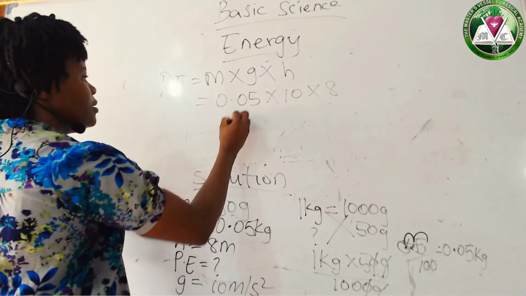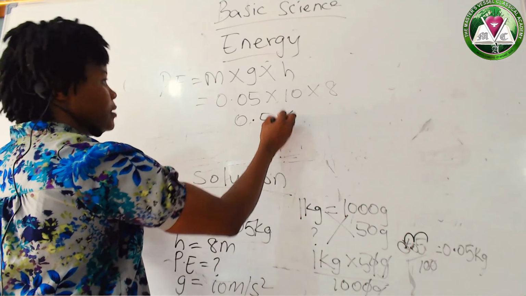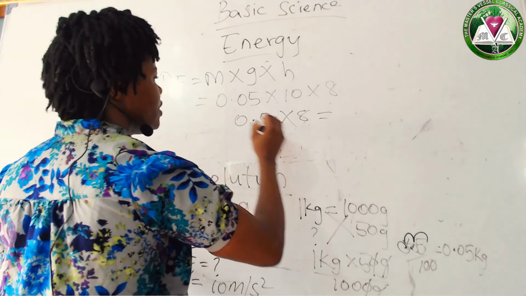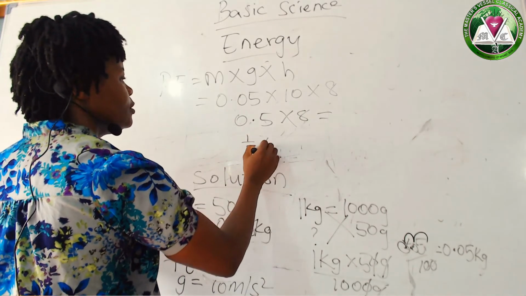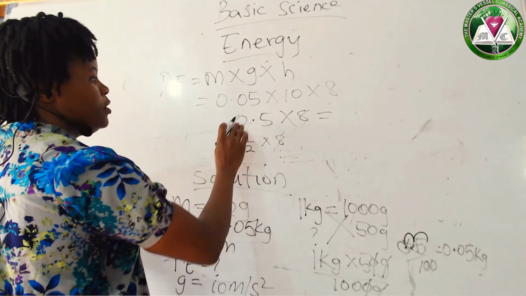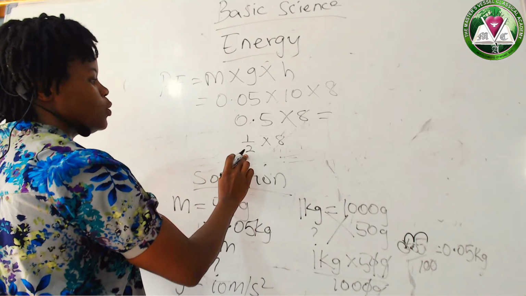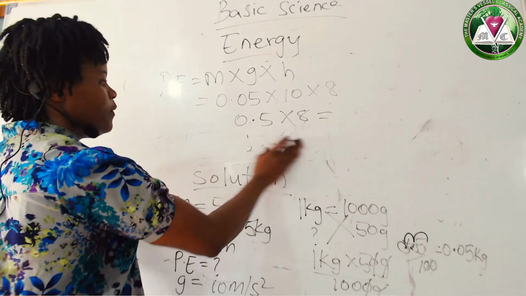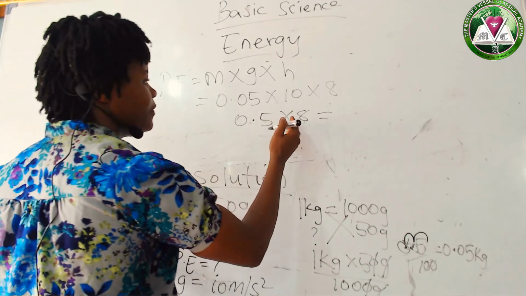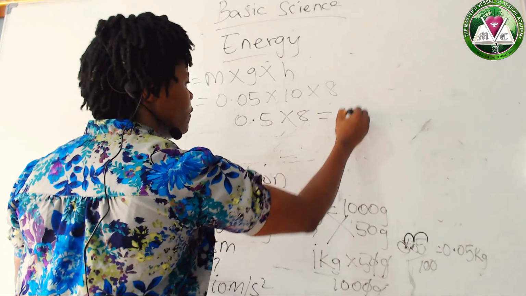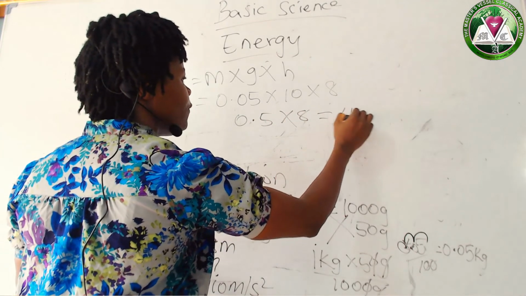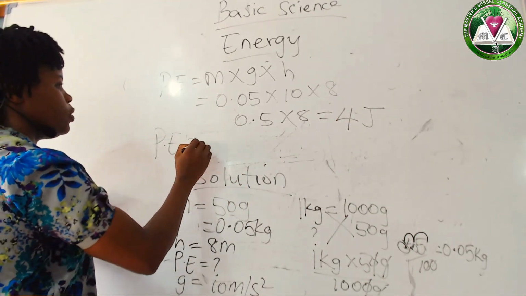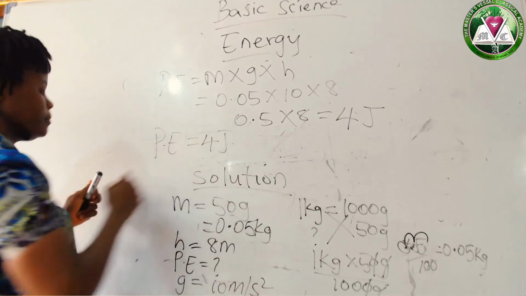0.05 times 10 will give us 0.5 times 8. 0.5 times 8 is the same thing as 1/2 times 8. 0.5 is the same thing as 1/2. So 1/2 times 8 will give us 4. So 0.5 times 8 is equal to 4. So our answer is 4 joules. So you have PE is equal to 4 joules.